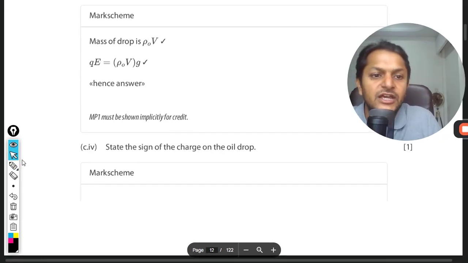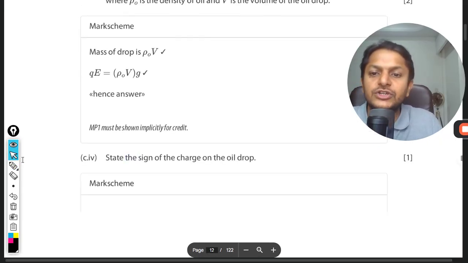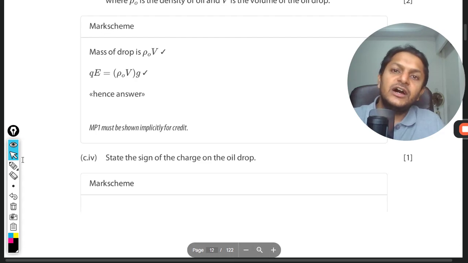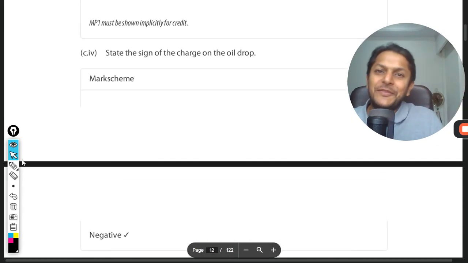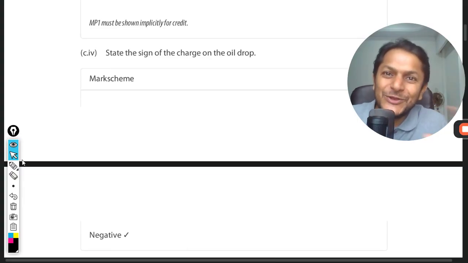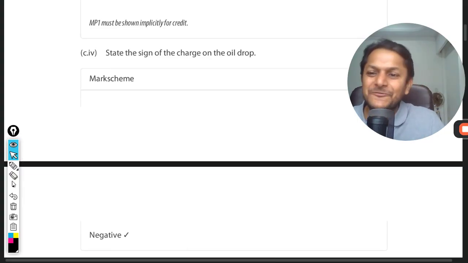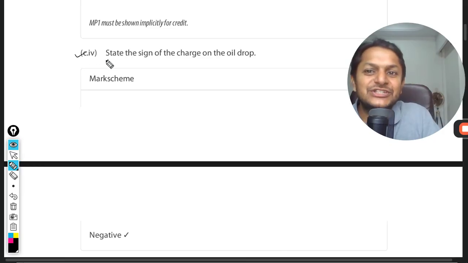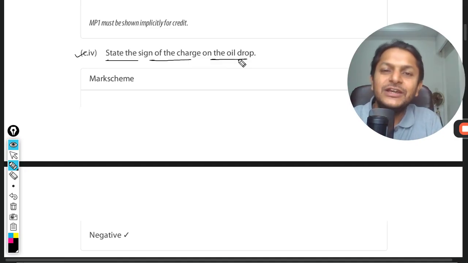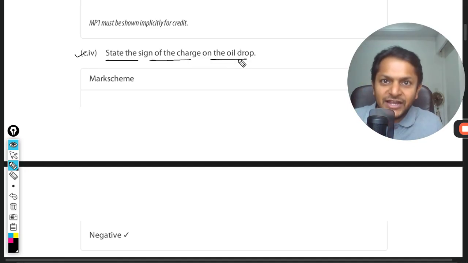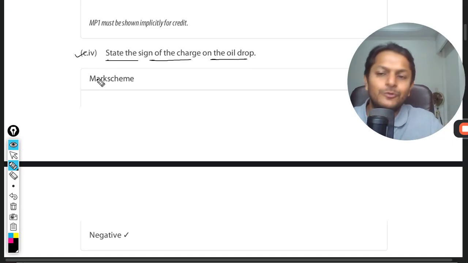I hope you understand. It's a 1 mark question, so you just have to write one statement there. Let's see what they are writing. Negative, nothing more, no explanation why negative. Try to see the question: state the sign of the charge on the oil drop. The question is very straightforward, so your answer has to be as straightforward. State the sign, so the sign will be negative, no doubt about it.